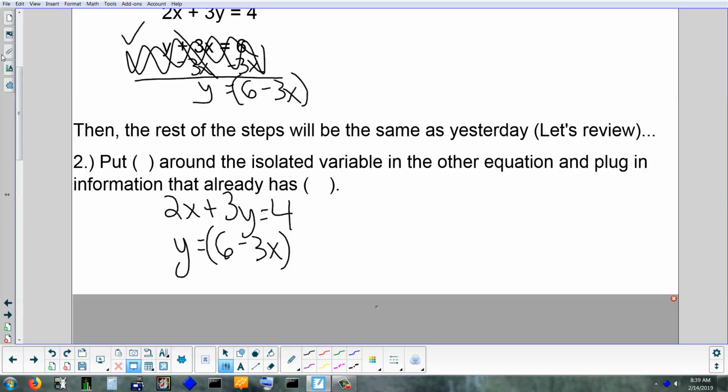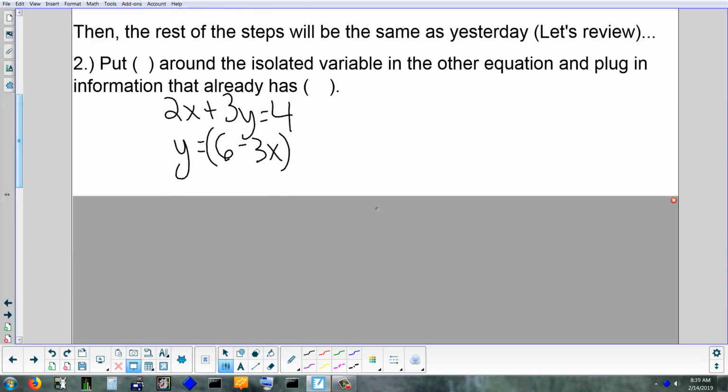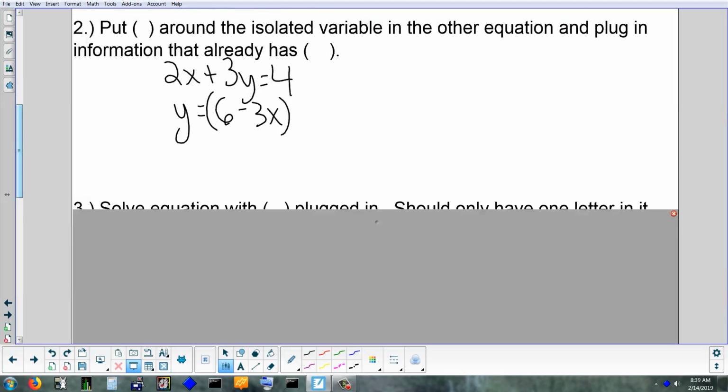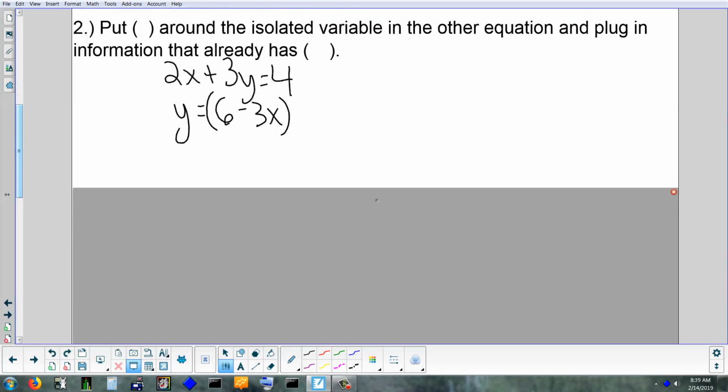So this is stuff that we did on Tuesday. Let's go a little bit more. This is what we did on Tuesday at this step. I already have parentheses around the 6 minus 3x. I already have parentheses around what I isolated. But now it says to put parentheses around the isolated variable in the other equation. What I mean is put parentheses around this variable in the other equation.